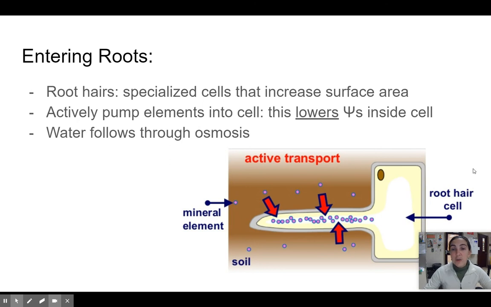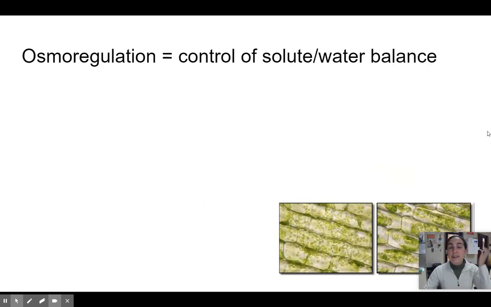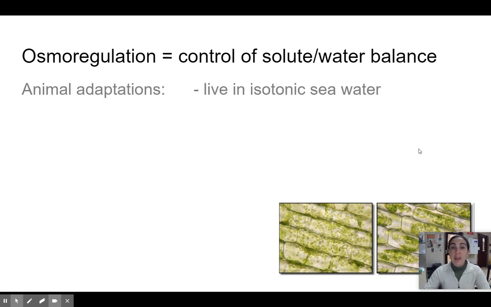So cells need to regulate the amount of water that they have inside of them. That's part of maintaining homeostasis. And there are a few different ways that they balance the amount of solutes and the amount of water that they have in there, depending on the type of cell it is. Some animals live in seawater that's actually isotonic to the inside of their cells. And so they don't need to worry about maintaining that balance.